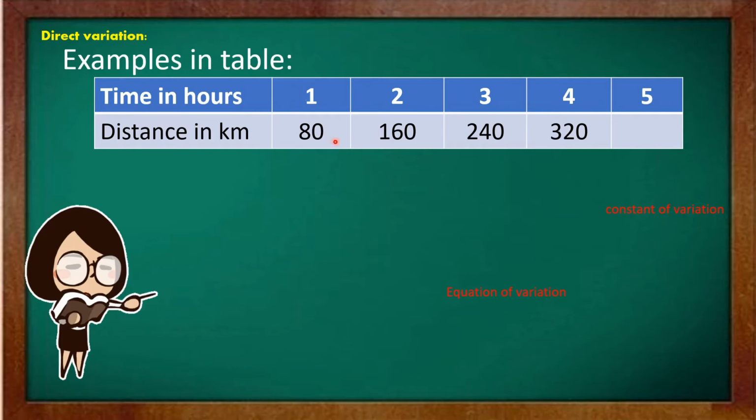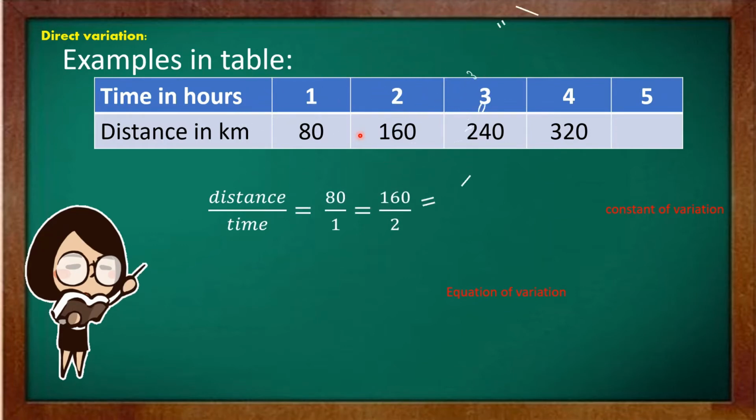Meaning if you travel in 1 hour, you traveled 80 kilometers. So we need to get the constant of variation first. How do we get the constant? We need to get distance over time, with distance in the numerator and time in the denominator. Remember, distance is proportional to time. So we have 80 over 1, which is equal to 80.